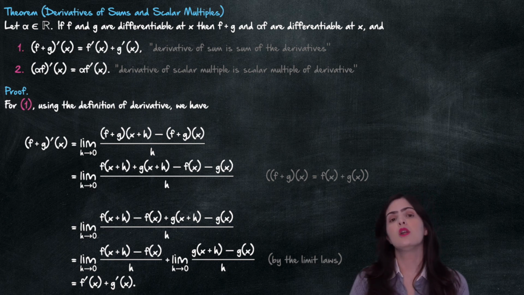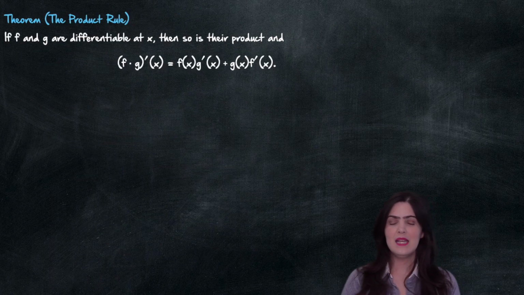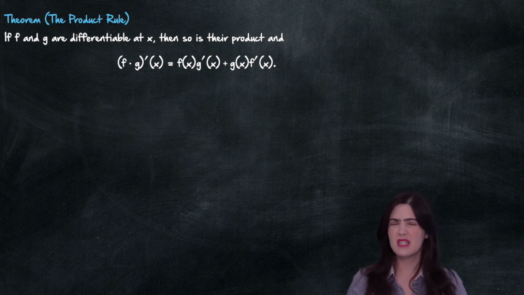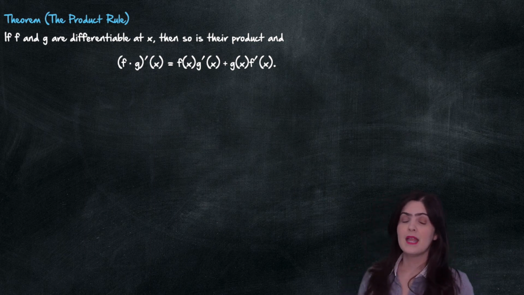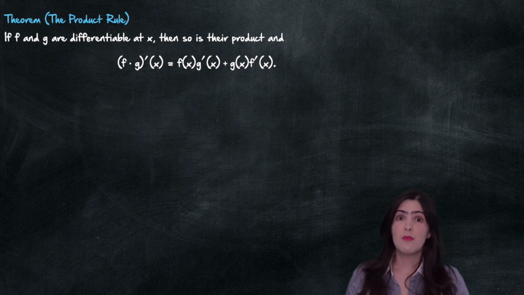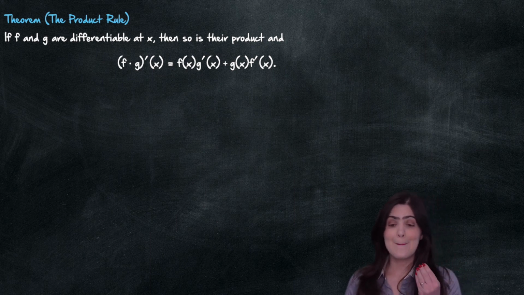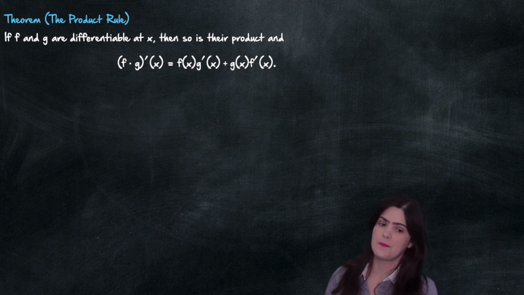And as I said, number two I would leave to you as an exercise. So now let's take a look at the product rule. The product rule is a bit more complicated than the sum rule, but it's not too hard. So we have two functions f and g that I know are differentiable at point x. Then the derivative of the product is given by the first function times the derivative of the second plus the second times the derivative of the first.